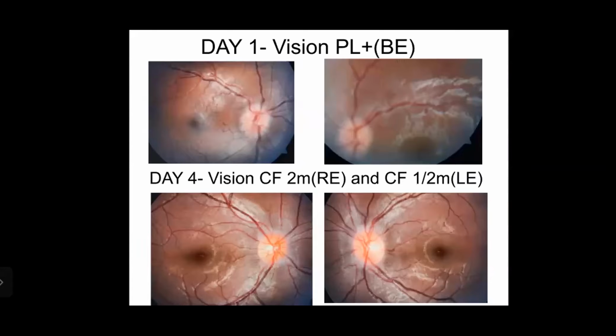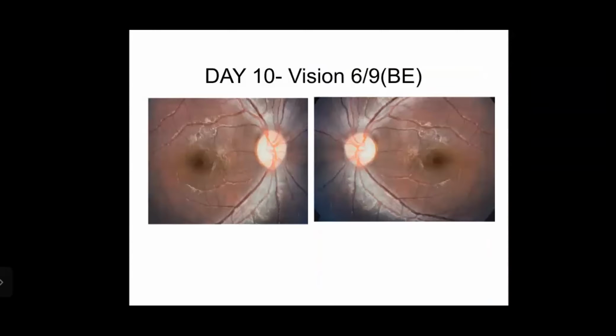This was one of our cases in which day 1 the vision was PL positive in both the eyes. The vision improved to counting fingers 2 meters in the right eye on day 4 and counting fingers half meter in the left eye on day 4. Day 10, the vision in both the eyes improved to 6 by 9.